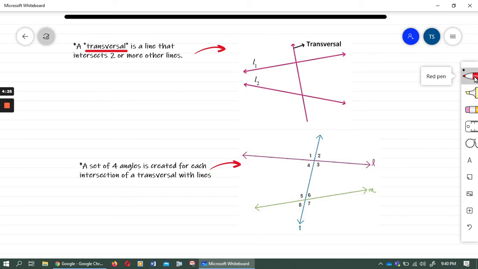It's important to know that whenever we have a transversal, a set of four angles is created for each intersection of a transversal with the lines. You can see in this diagram that the transversal is that blue line, which we would call line T. For that transversal line T, a set of four angles is created.